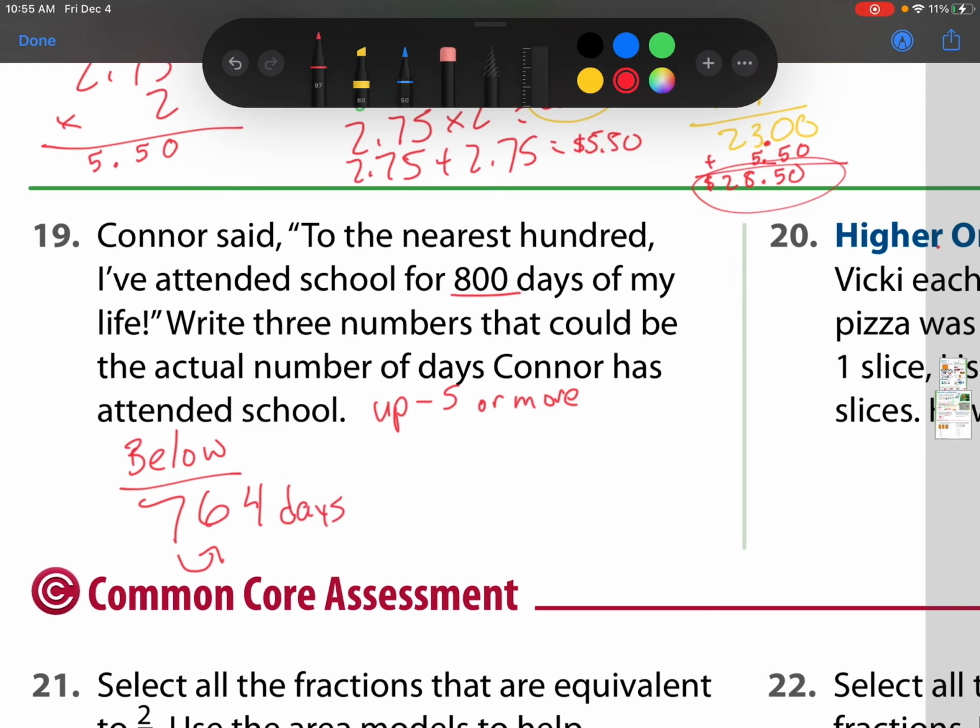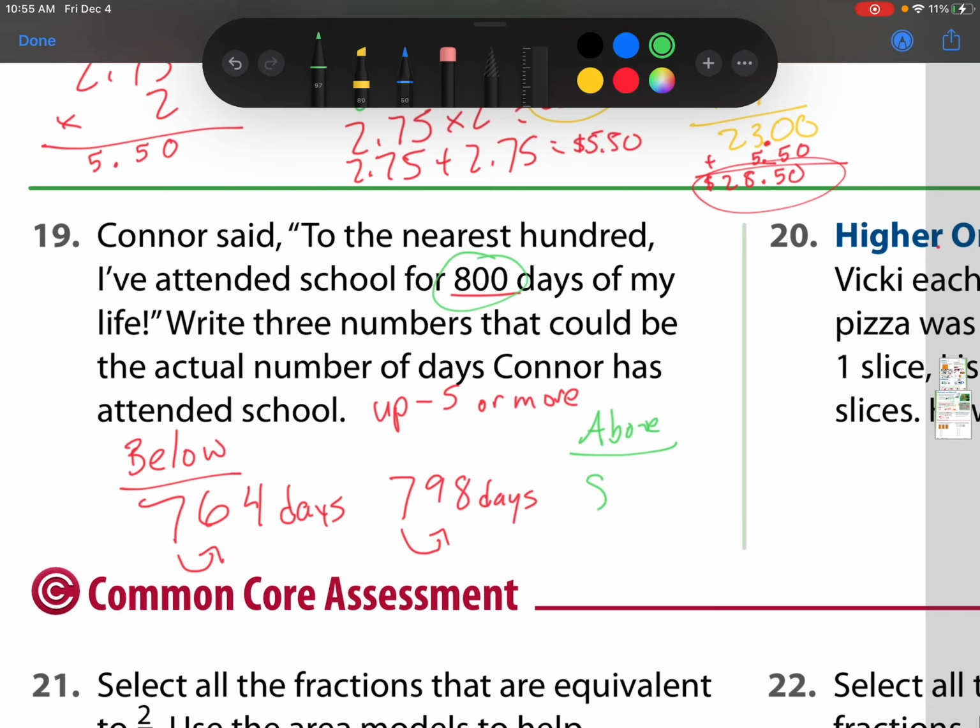What could another answer be? Well, 7 and going next door needs to be 5 or more. So let's say 9. And then we could say whatever we want for the ones, since the ones is going to turn to a 0 anyways. So that's another one. Now, what if we want it to instead be above, meaning that he's rounding down, but we still get to 800?